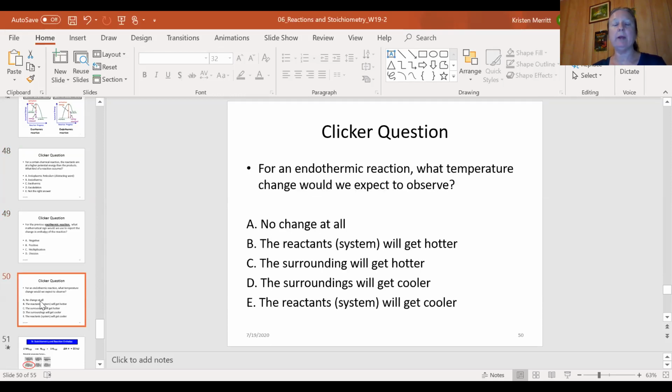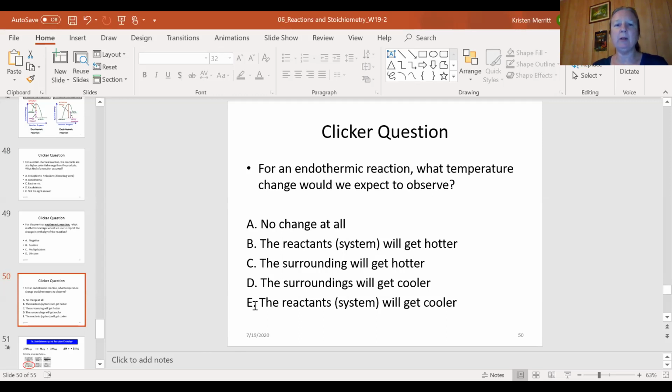And endothermic, you have to put energy into the system from the surroundings. What temperature change or changes would we expect? Well, the surroundings are giving their energy to the system, so the surroundings will get cooler. The system will not get hotter because the system is using that energy to create bonds. So the energy is not going into heat, it's going in to create bonds.